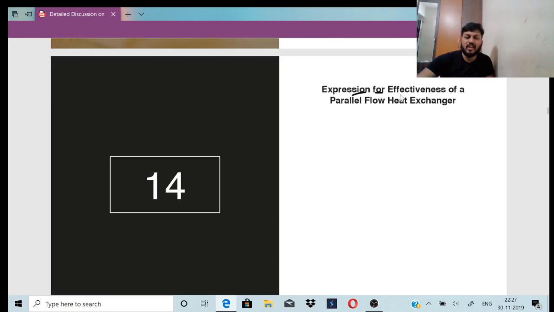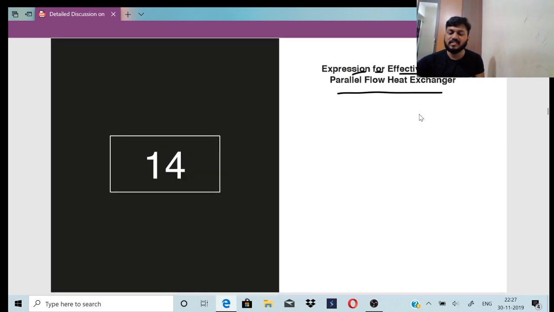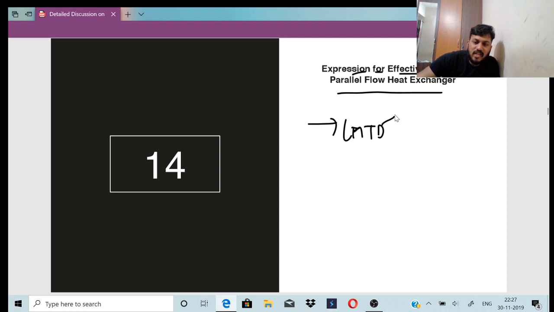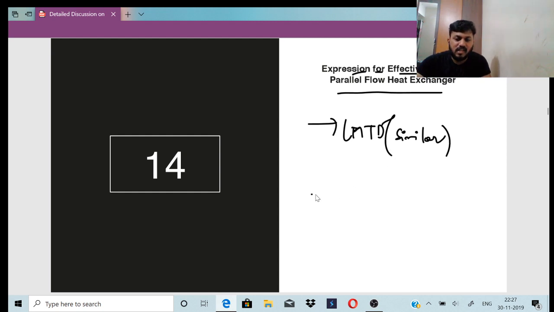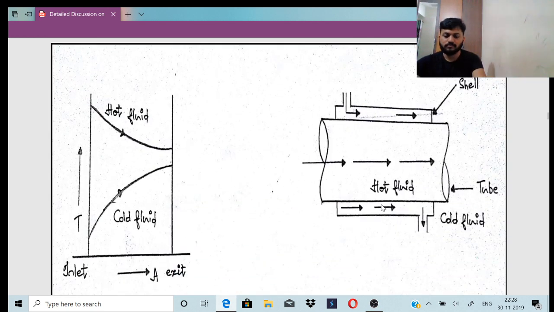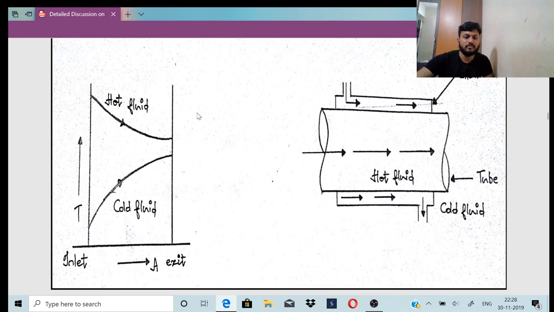The expression for effectiveness of a parallel flow heat exchanger. So first we will see the expression for effectiveness of a parallel flow heat exchanger. This one has half of the steps which are similar to the LMTD derivation, and the rest we will formulate in the class. Right? So this is the graph you guys can see here.